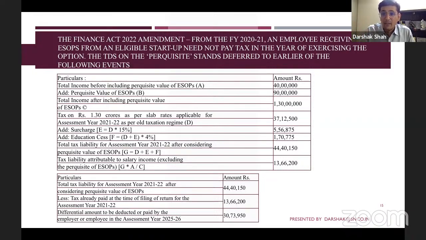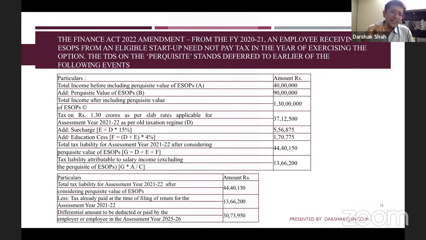We'll come to that, when they are supposed to pay. But right now, on this slide, we are trying to bring out the point that 44 lakhs is going to be the total amount of taxation, out of which 13 lakhs is going to be paid in this year, year one, and the balance 30 lakhs, which is on the perquisite value of ESOPs, is getting deferred. This benefit is only for the eligible startups.